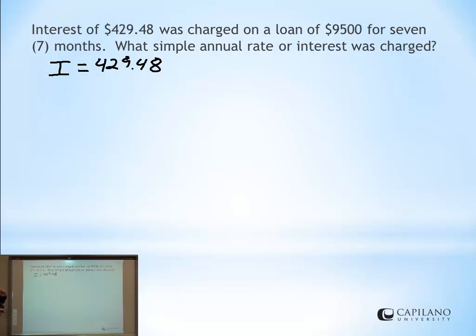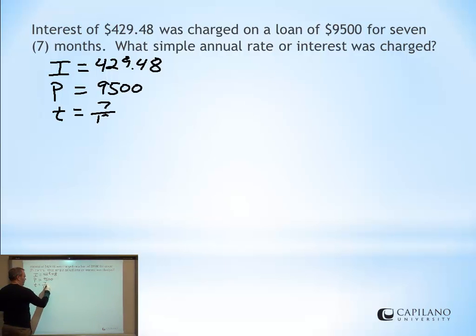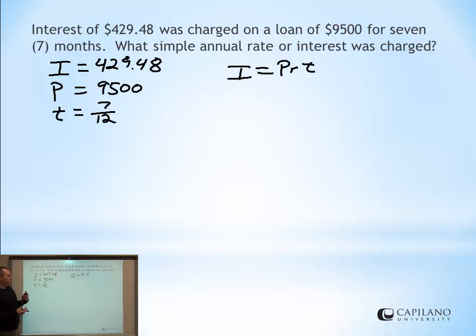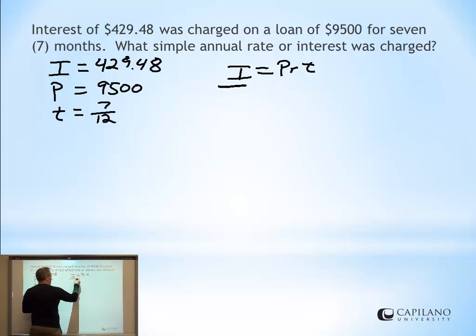We have a loan, a principal of $9,500. This is the amount before the interest. So the principal is $9,500. The duration is 7 months, so our time is 7/12 of a year, 7 months compared to 12 months in a year. Again, we have our formula: I is equal to PRT. In this case, we're solving for R because we want to know the rate. So I divide both sides by PT.